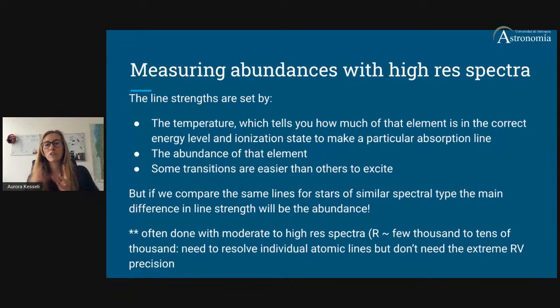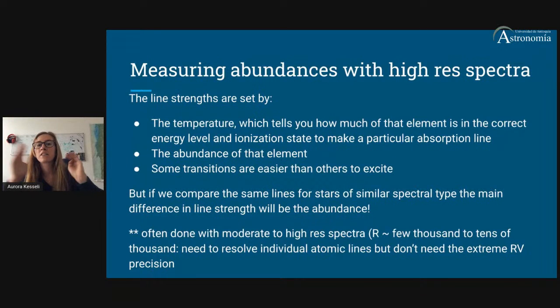So for the rest of the lecture, I'm going to be talking about abundances. At high resolution, we can look at the individual line shapes. And like we talked about on Wednesday's class, the line depth or strength is set by a few things. So one, the temperature, and that tells you how much of the element is in the correct energy level or ionization state to make that specific absorption line that you want to look at.